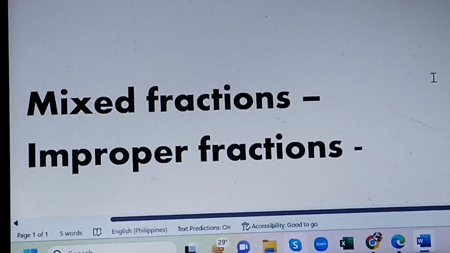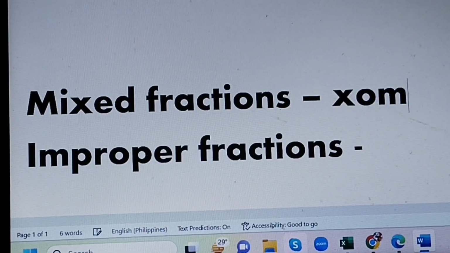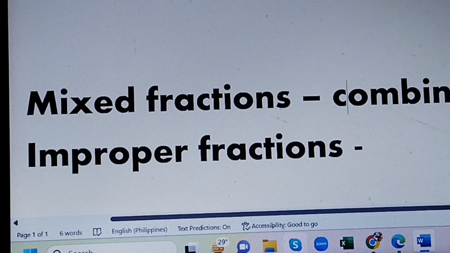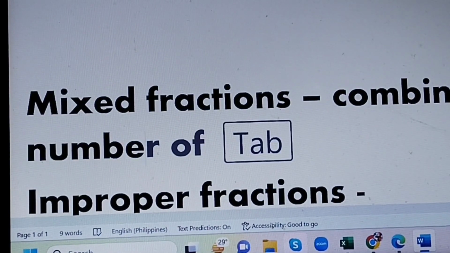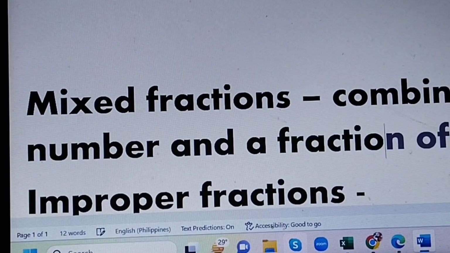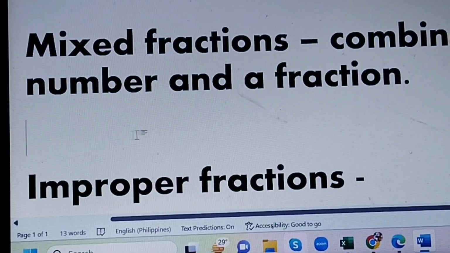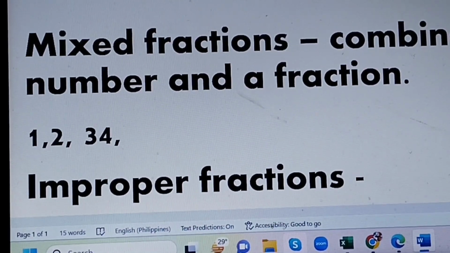Okay? So let's define, bigyan natin ng meaning, if we ask our student, ano nga ba ang mixed fractions? What is a mixed fraction? So a mixed fraction is a combination of a whole number and a fraction. So when we say combination of a whole number and a fraction, remember our whole numbers are 1, 2, 3, 4, so on and so forth. Yan ang ating mga whole number.